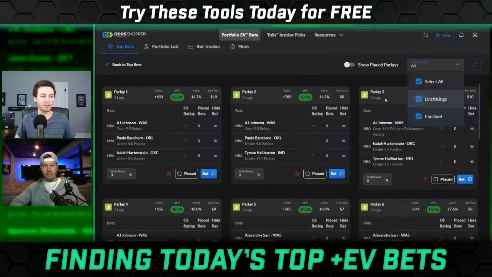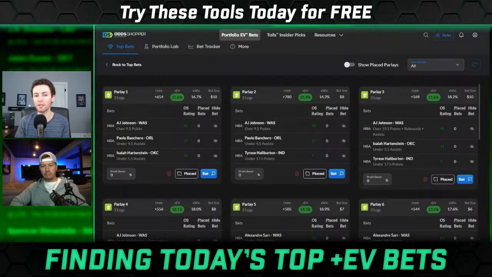You could also go select all and have all of them show back up. So this should be a really fun way for people who like to bet parlays, which, remember, they're multiplicative. So if you are combining 2+ EV bets, they're going to be even more plus EV.